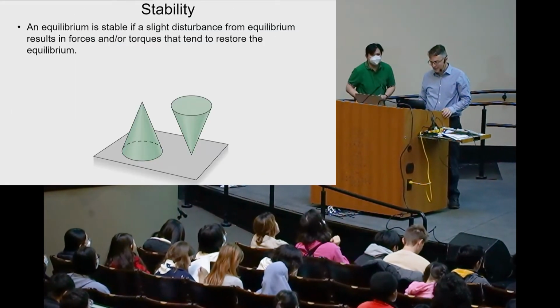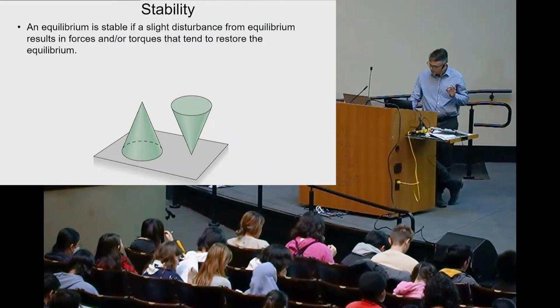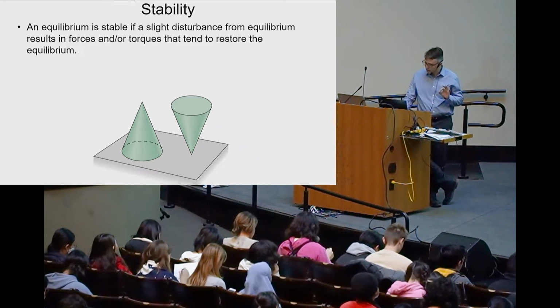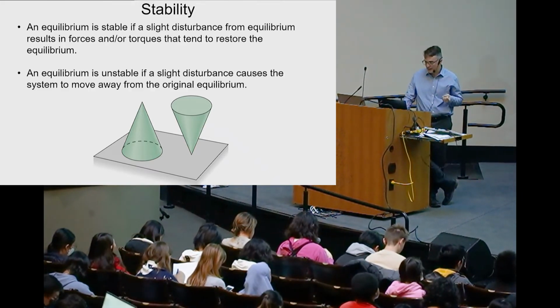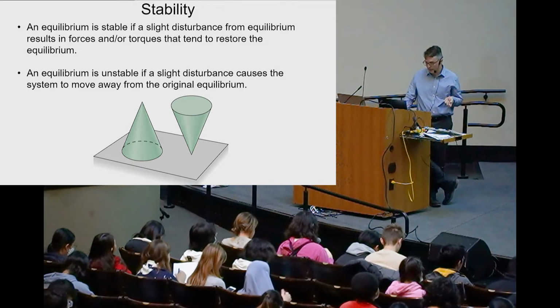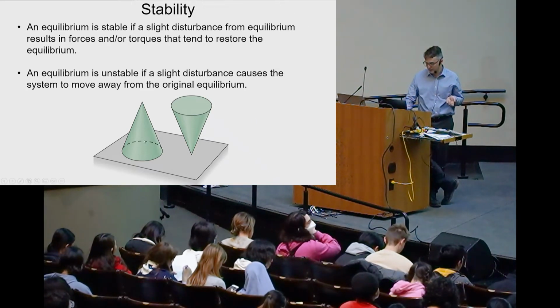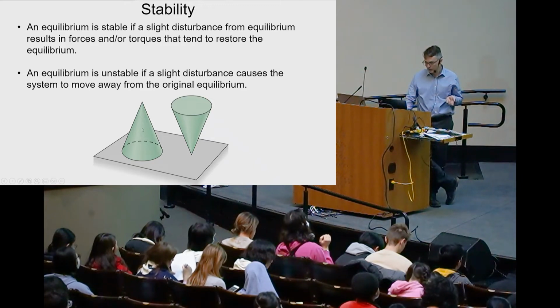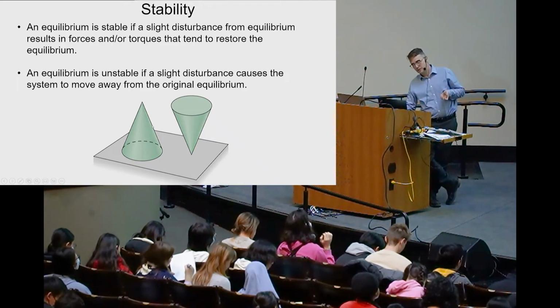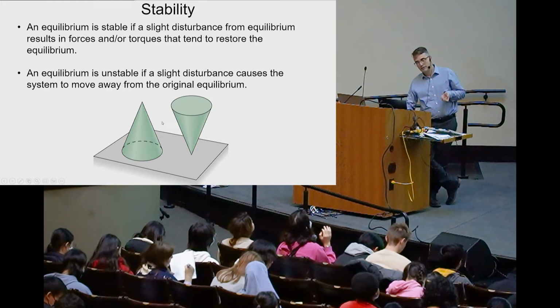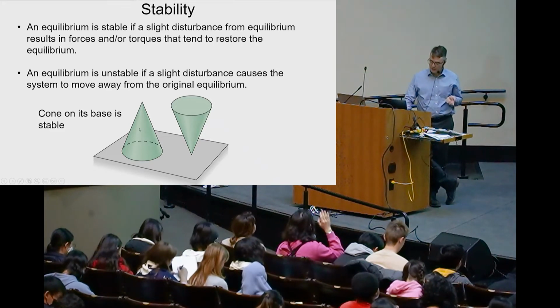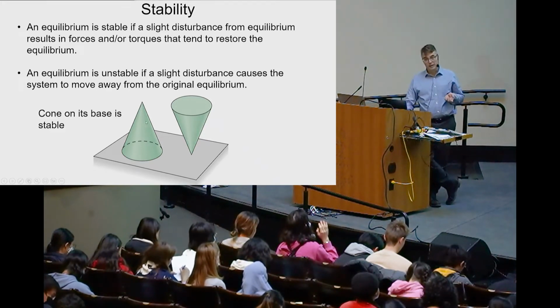All right. So an equilibrium is stable if a slight disturbance from equilibrium results in forces and/or torques that tend to restore the equilibrium. That would be, for example, this cone right here. It's a cone on its base, big base of support, center of mass is in the middle. You tip it to the right, gravity will torque it to the left again. You tip it to the left, gravity will torque it to the right again.